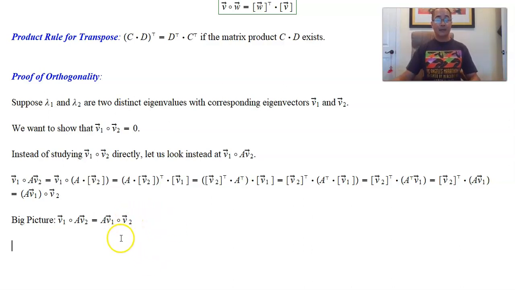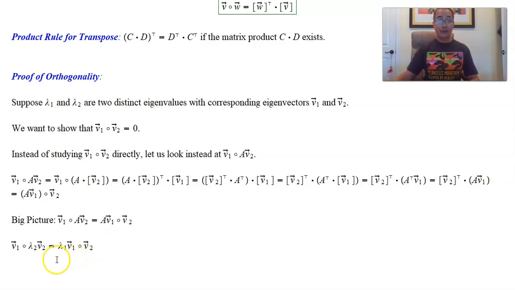Okay, and the eigenvalues are respectively lambda 1 and lambda 2. So the left side becomes V1 dotted with AV2, which becomes lambda 2 V2, scalar product. On the right side, we have AV1 that turns into scalar product lambda 1 V1 dot V2. Okay, but wait a minute. There's another property we can use.